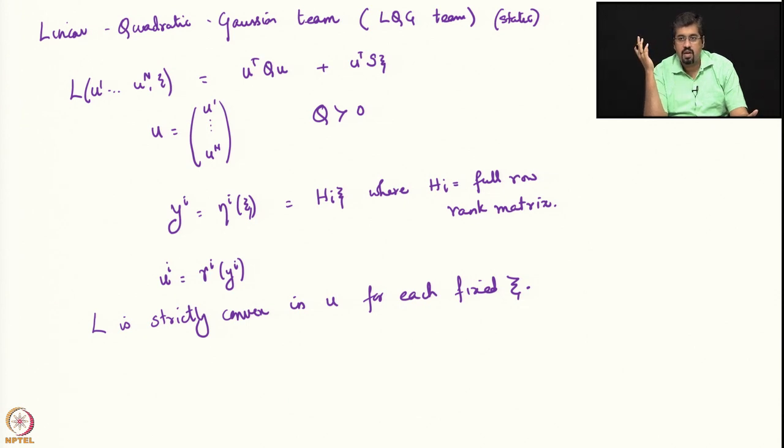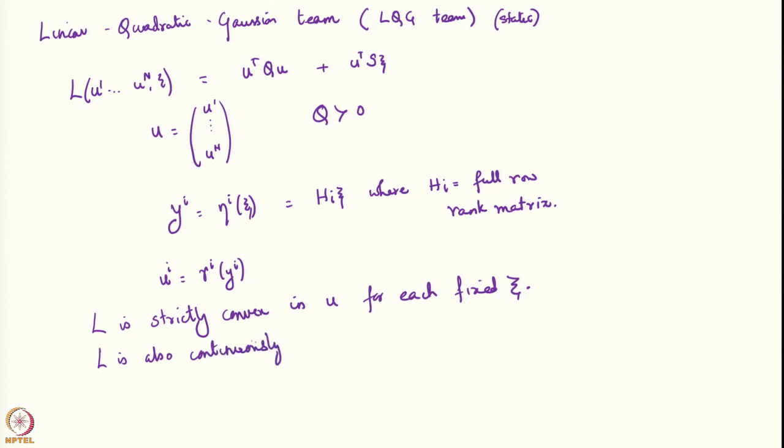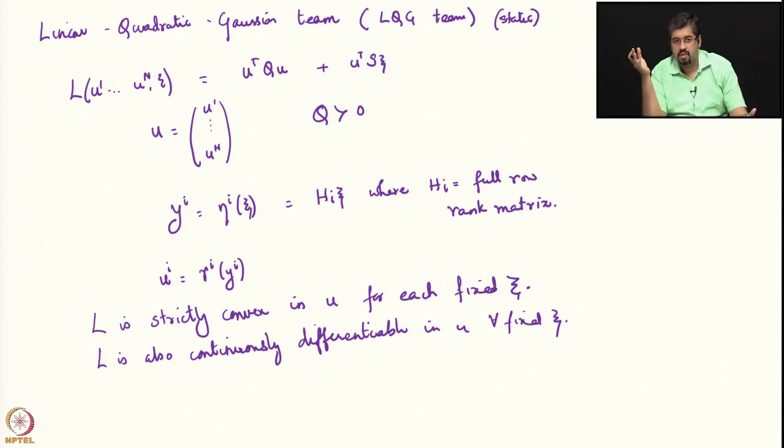Moreover, it is just a quadratic function. L is also quadratic in U for each fixed psi. Consequently, it is also continuously differentiable. So L is strictly convex and also continuously differentiable for all fixed psi. Consequently, the previous theorem applies, right. So what does the previous theorem say?